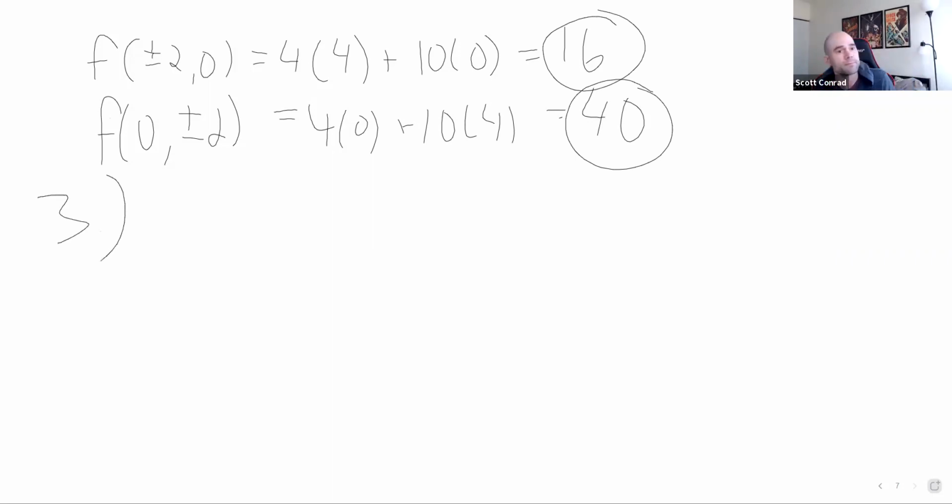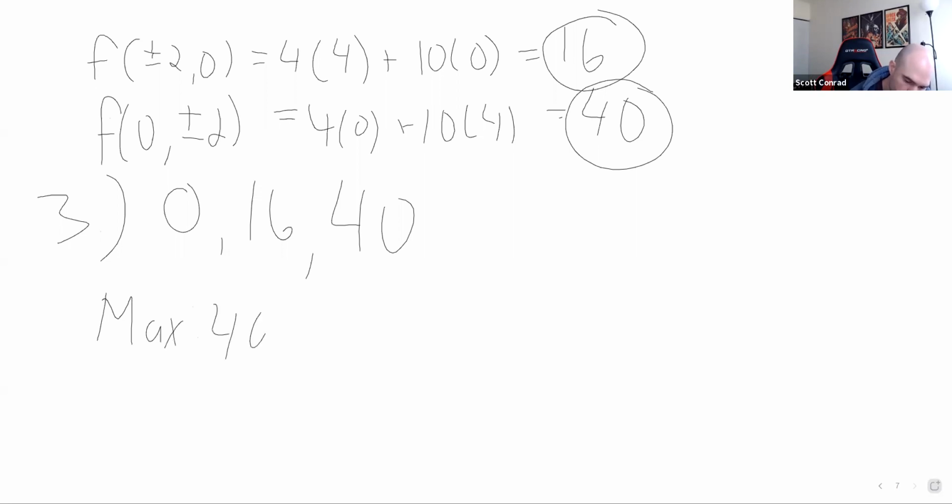And then step 3, we compile everything from steps 1 and 2. So step 1, we got the critical point. The value of f there was 0. Step 2, we got the values 16 and 40. Max is going to be the largest, which is 40. And the min is going to be the smallest, which is 0.